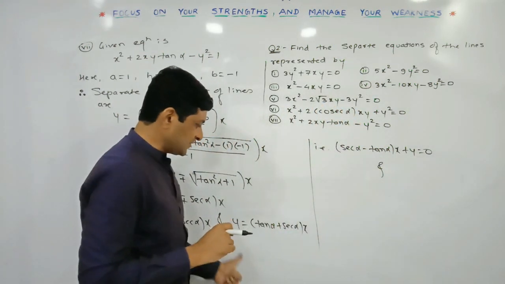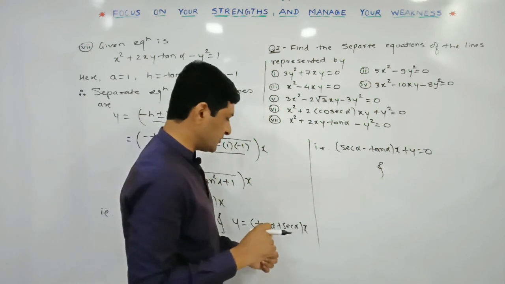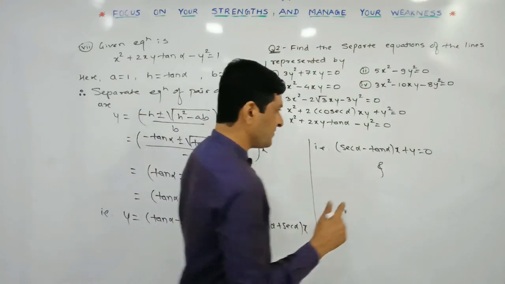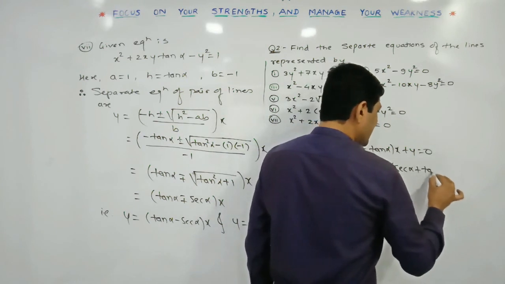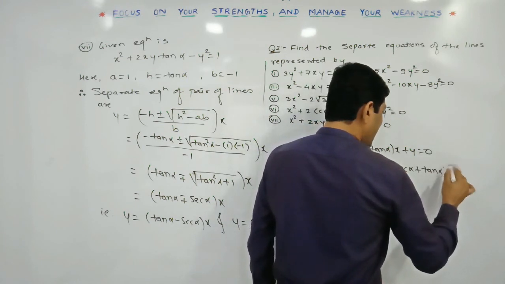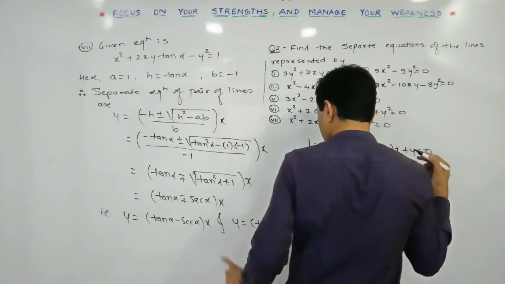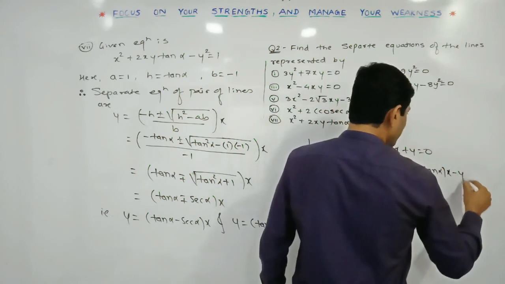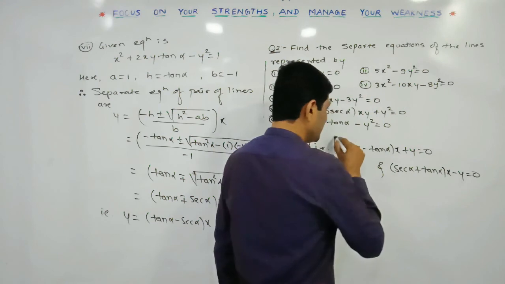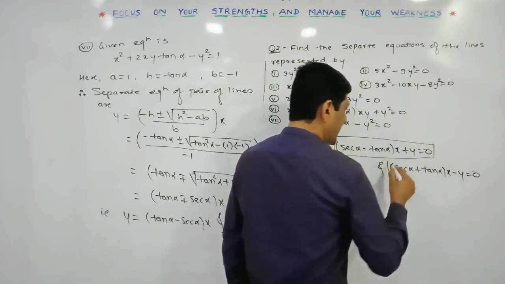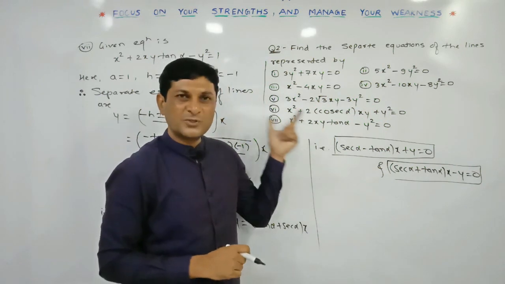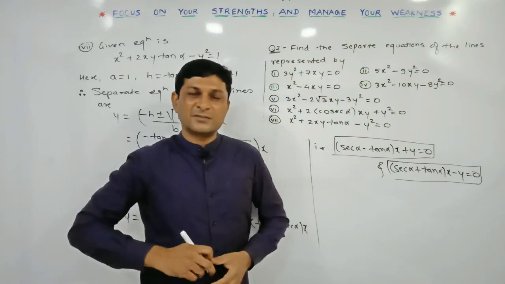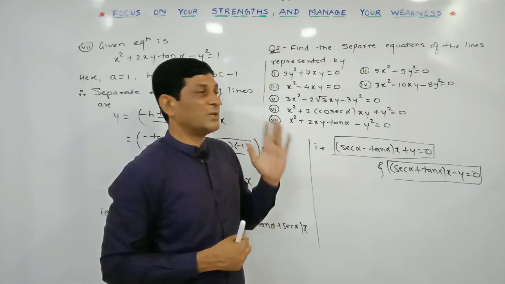This plus y on this side will become minus y, and tan alpha plus sec alpha can be written as sec alpha plus tan alpha times x, and this plus y on this side will become minus y is equal to 0. So in this way, this is the first line and this is the second line represented by this homogeneous equation. So in this way we have completed question number 2.